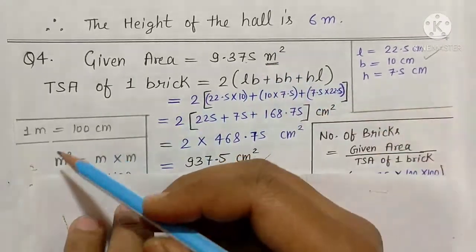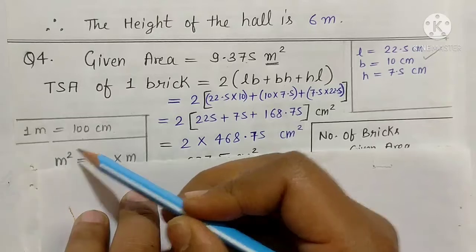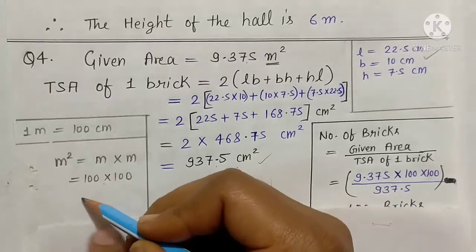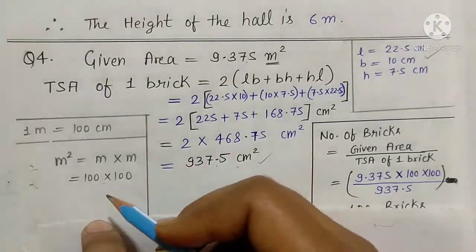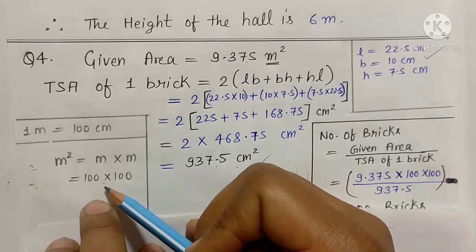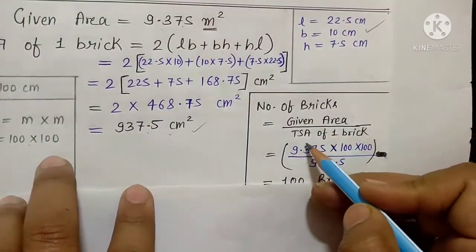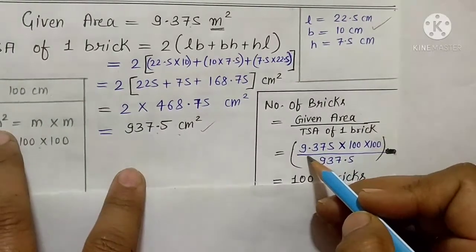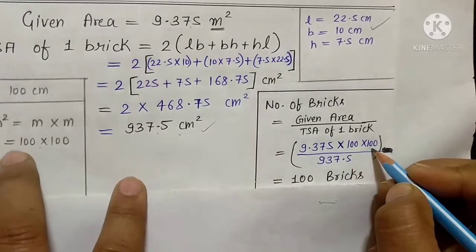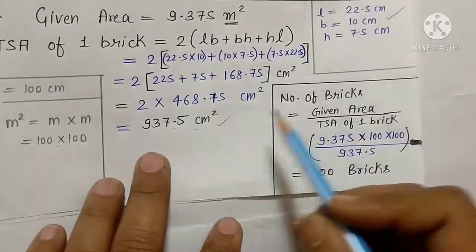Now see, we know very well 1 meter equals 100 centimeter, and here meter square is there, so it means meter into meter. So 1 meter is 100, another meter 100, so 100 into 100, which is 10,000. In order to convert this 9.375 meter square into centimeter square, we have to multiply it by 100 into 100. So the number of bricks is the given area divided by the TSA of one brick. The given area is 9.375, multiplied by 100 into 100, then divided by the TSA of one brick, 937.5.